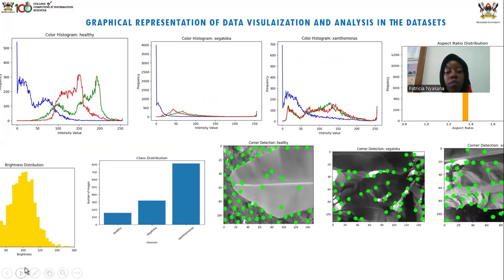So these are some of the images that show the analysis of the data in the dataset. We have the color histogram for all the classes. Then we also have the brightness distribution as well as class distribution and the corner detection as well as other image properties.